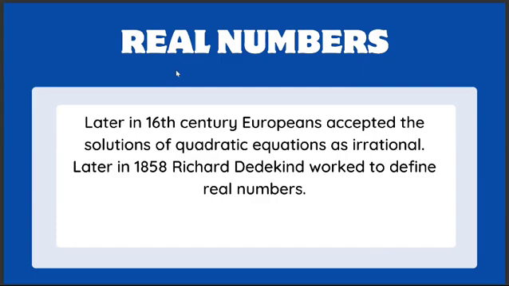Since these irrational numbers were not accepted by Europeans until the 16th century, in the 16th century, Europeans accepted the solutions of quadratic equations as irrational. And in 1858, Richard Dedekind worked to define the real numbers, which is the union of rational and irrational numbers.